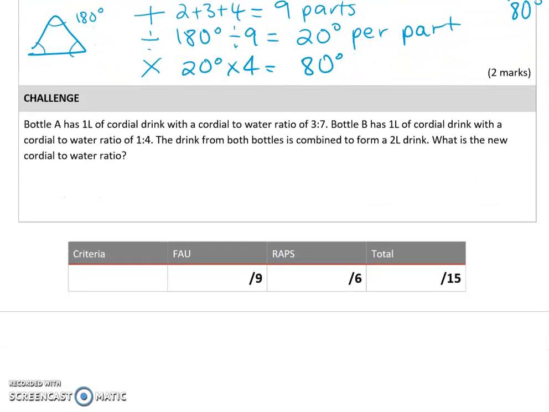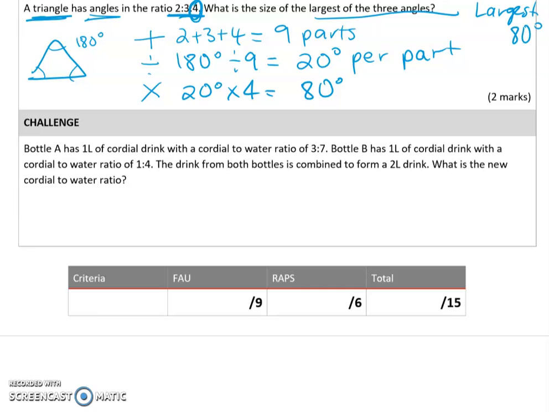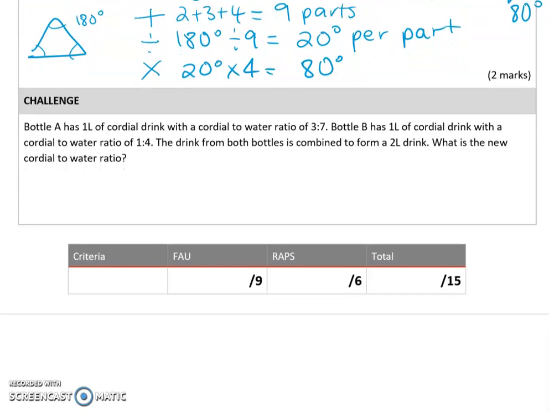A challenge question for those who are willing to give one of the hardest questions in this topic a go. Bottle A has 1 litre of cordial drink with a cordial to water ratio of 3 to 7. I can see a quantity of 1 litre sharing into a ratio of 3 to 7. And I'll just jot down cordial to water is 3 to 7, and it's 1 litre being shared. Bottle B has 1 litre as well. The cordial to water ratio is 1 to 4.